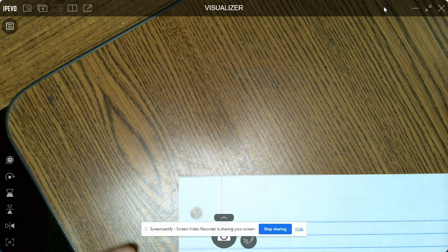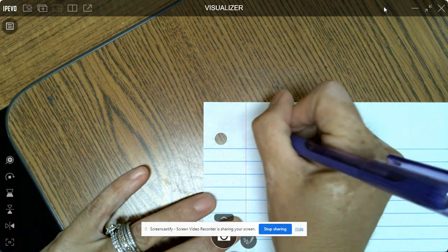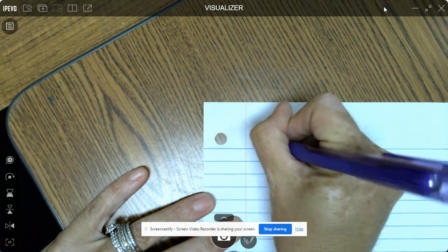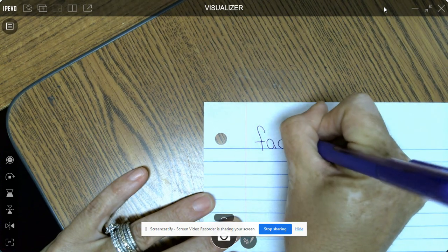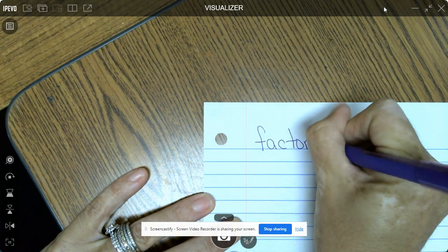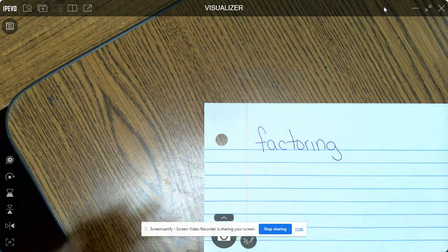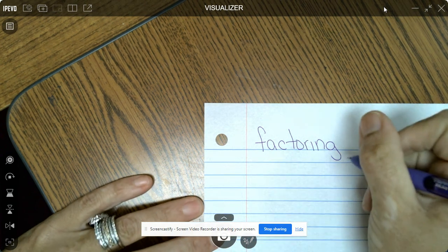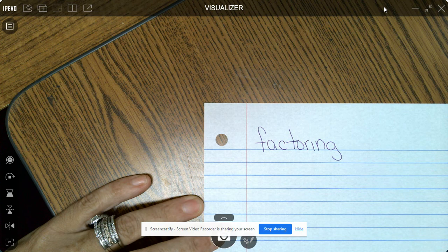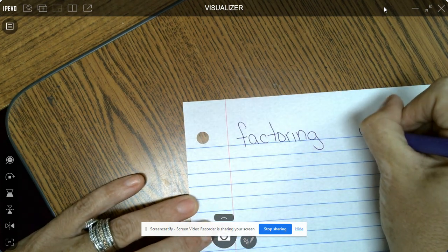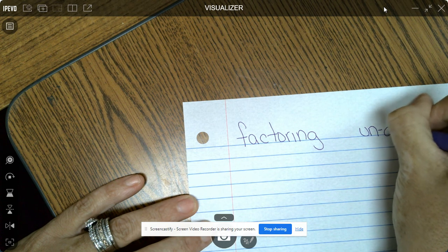Have your paper ready to write. So what we're going into is factoring. And the new term I just saw, which I absolutely love, is that we worked on the distributive property going forward. Now we're actually doing the opposite, which is undistributive.